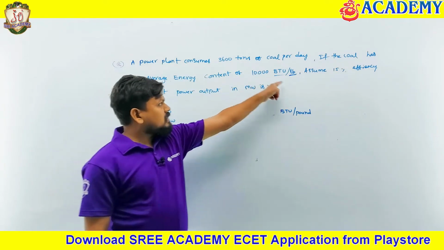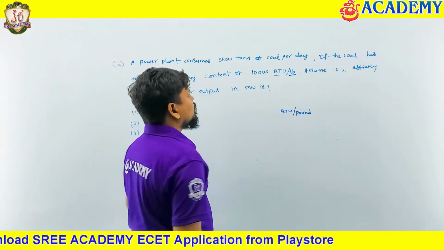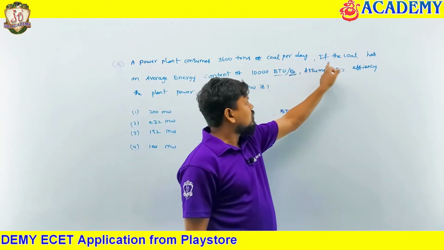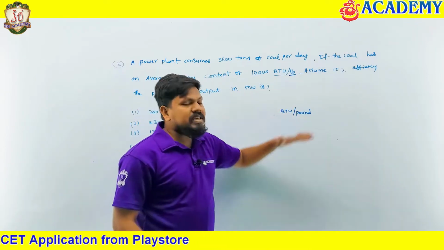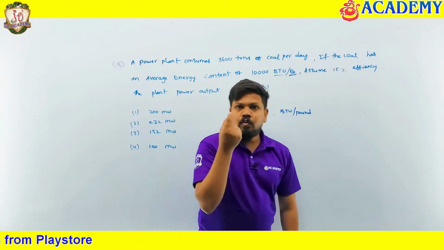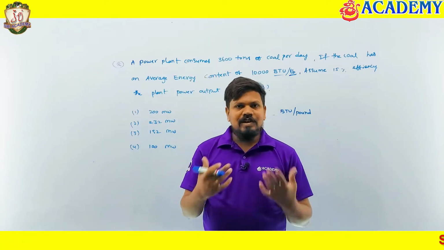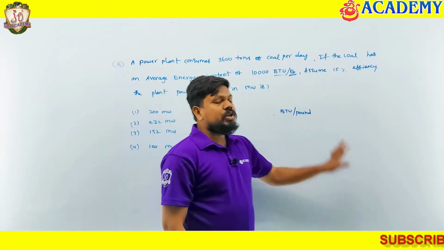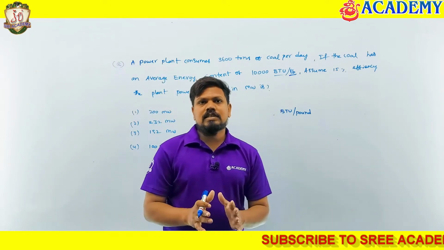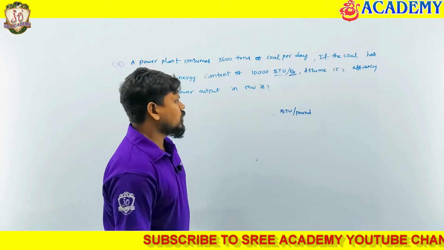The energy they have given is an average energy content of 10,000 BTU per LB. If the coal has this much energy production, that's what they have given. It is not per gram. Per 1 gram of coal how much energy we are getting, that is not given in normal SI units. They are giving it in BTU per pound. Generally you cannot expect this model of questions, but from this question you may get some subject knowledge. I will tell you how we have to understand this.